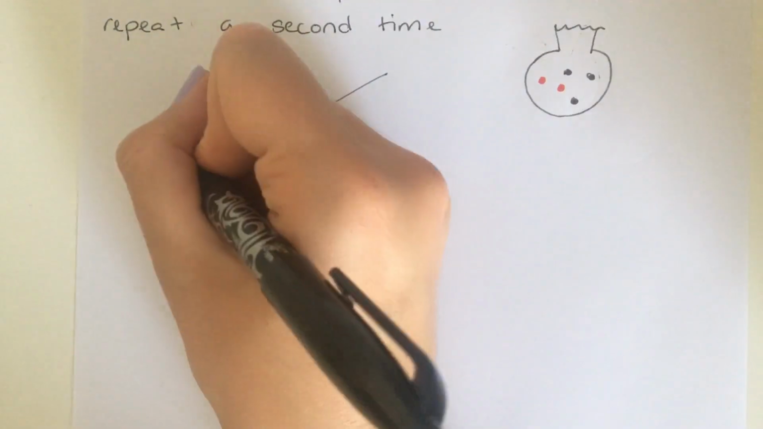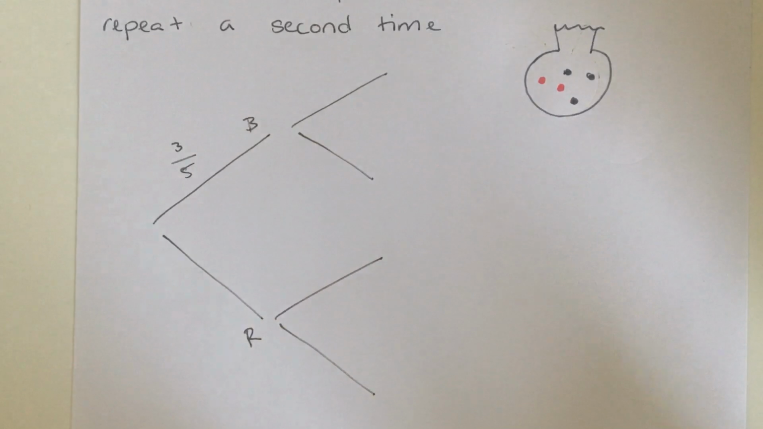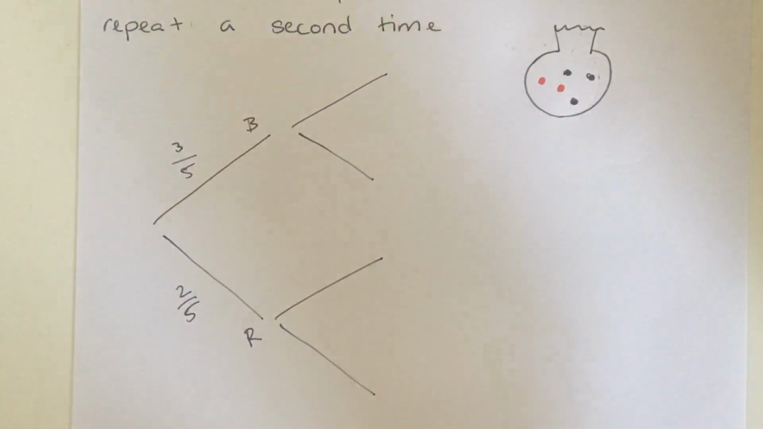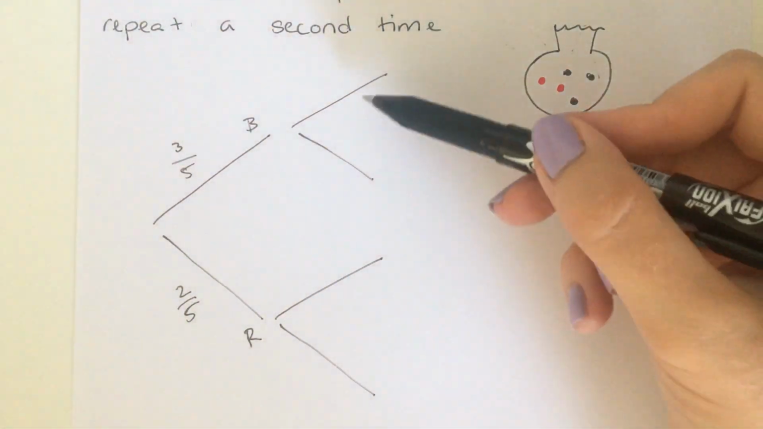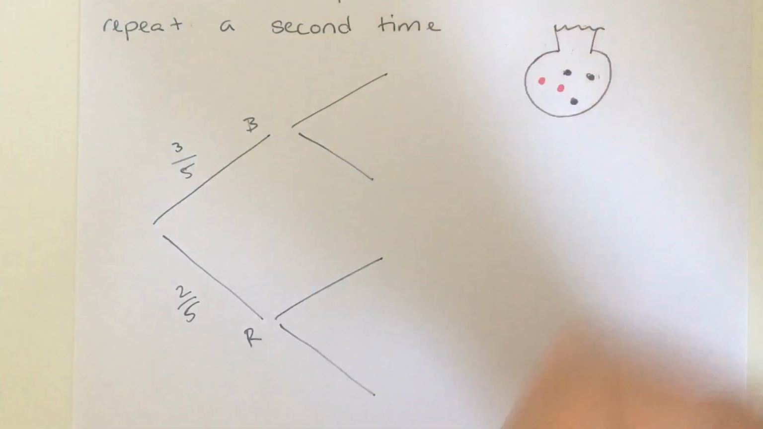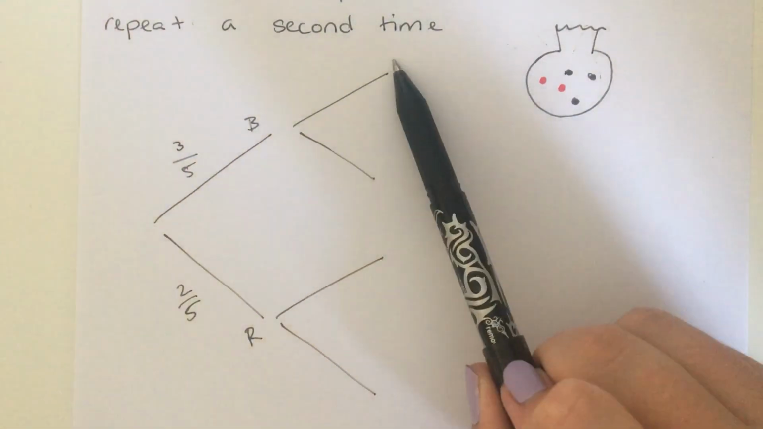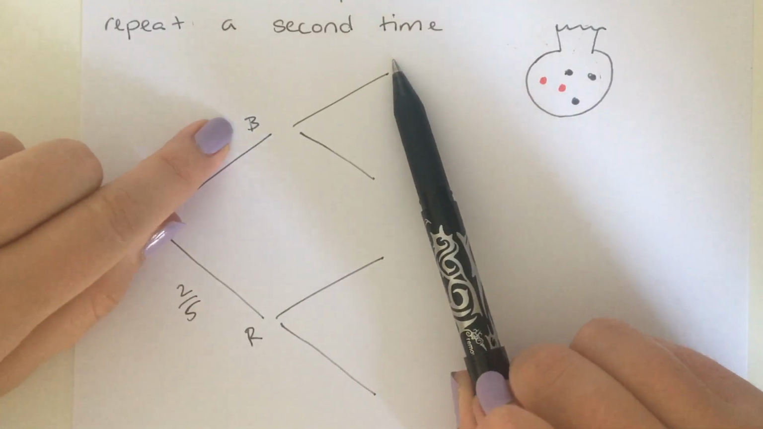So I take a black counter with probability of 3/5, and I take a red counter with probability of 2/5. However, when I come on to taking my second counter, these probabilities now are going to depend on what happened on the first go. So if I follow down this path here, then I've already taken a black counter.